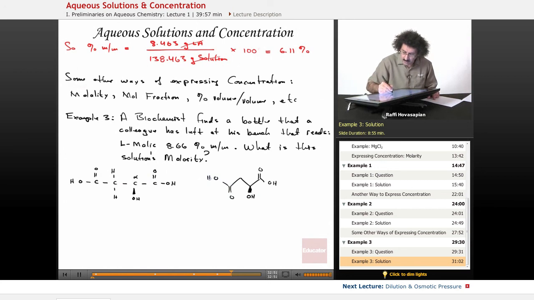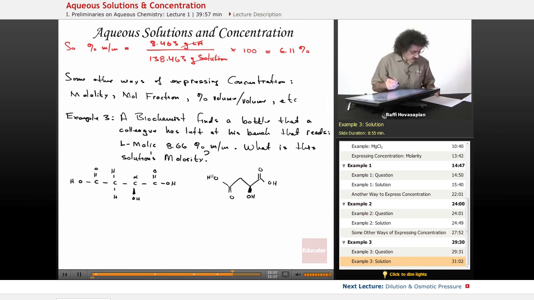Boom. And OH. So that's the line structure for malic acid. Malic acid is what gives green apples their tartness. Very, very important biological molecule, as you'll find out later in the course when we discuss the citric acid cycle.